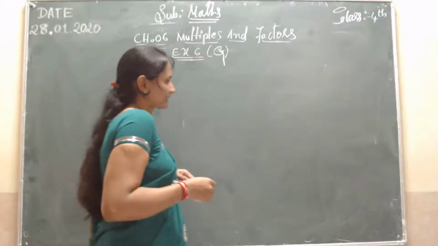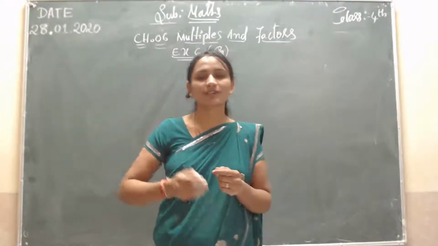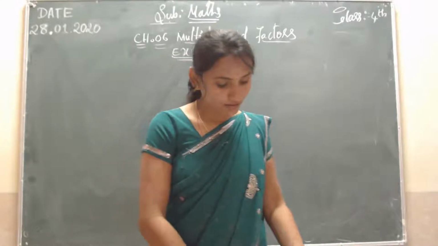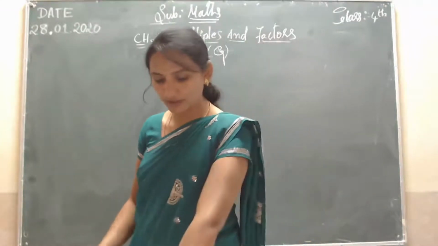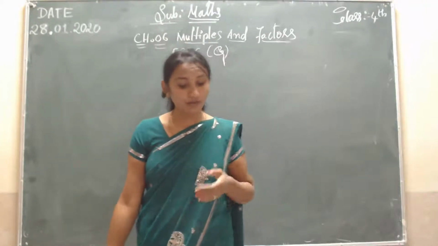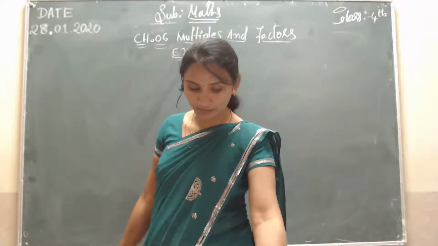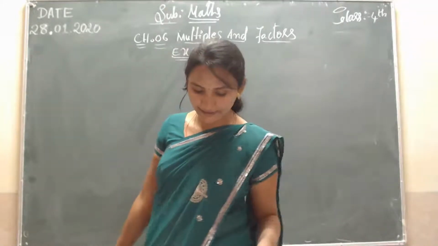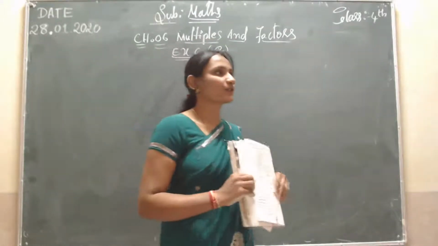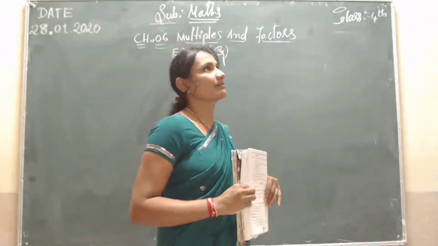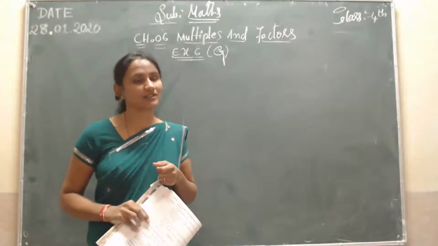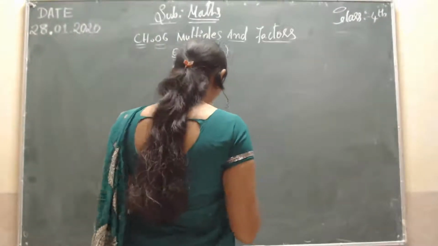In previous classes we already discussed the full form of HCF and LCM, and the difference between LCM and HCF. You have already solved problems using the division method and the factorization method for HCF. In today's class, in this exercise, we will do the factorization method for LCM. You know LCM means least common multiple, and HCF means highest common factor. You all know this difference.